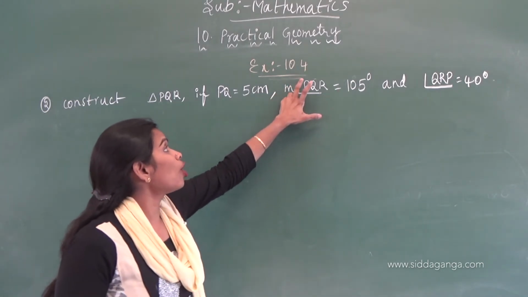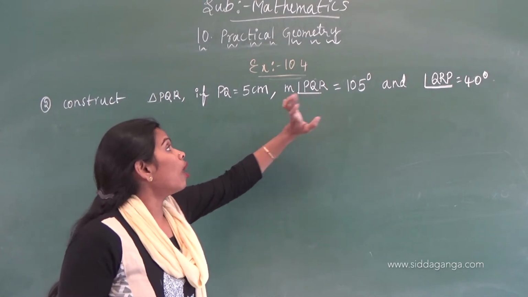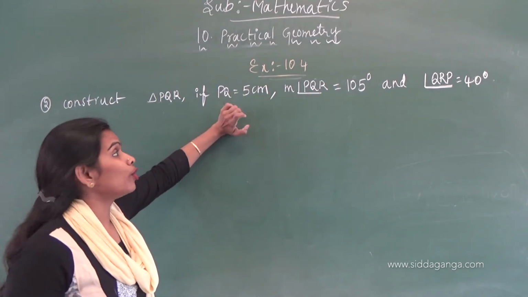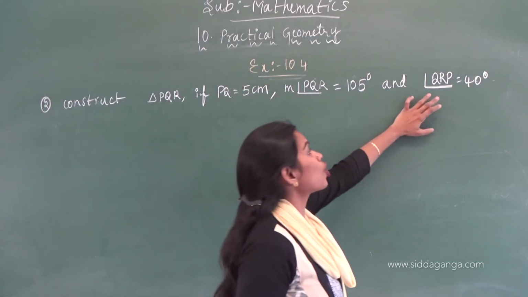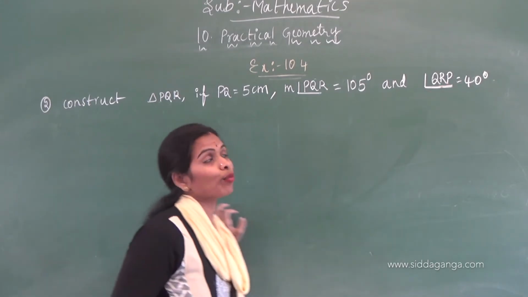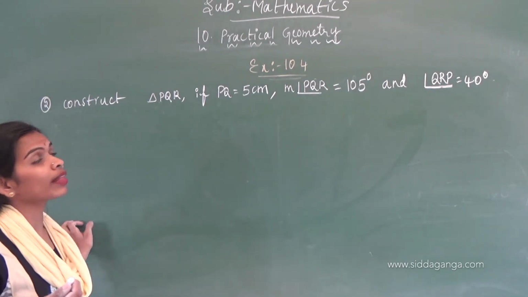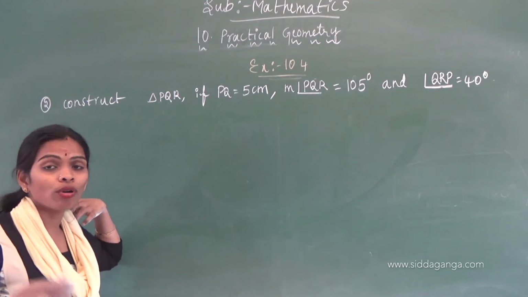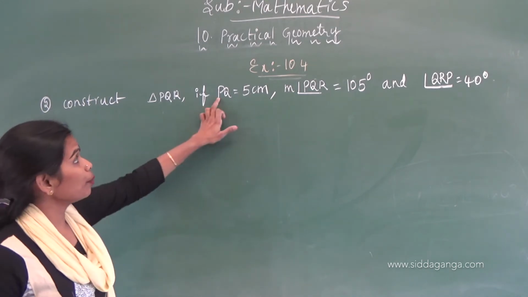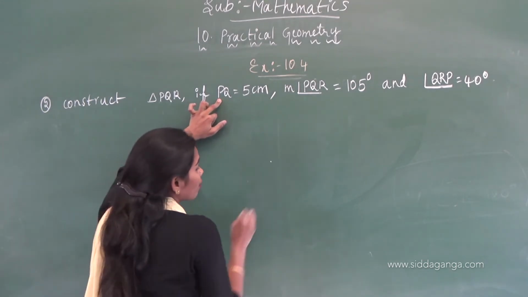And the measure of angle PQR they are giving, that we know. And then the measure of angle QRP they are giving. How can we do it? We can't do it, because we don't know R. R will come here. Correct?